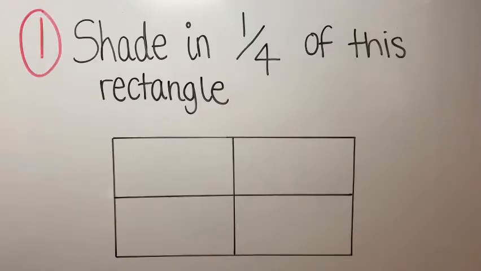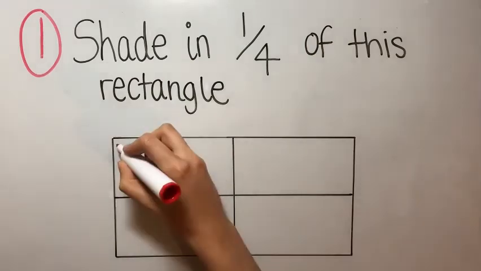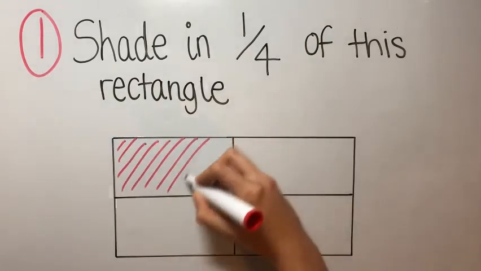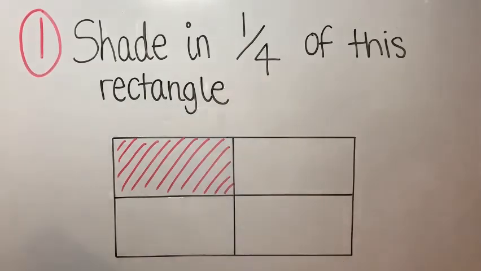Question 1. Shade in 1/4 of this rectangle. Now there are 4 sections to this rectangle, which makes this question very easy. It's telling us to shade in one of these 4 sections. So all we need to do is to shade in one of these sections like so, and that's our answer.